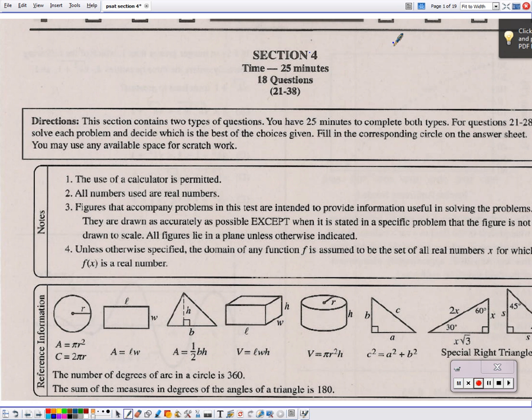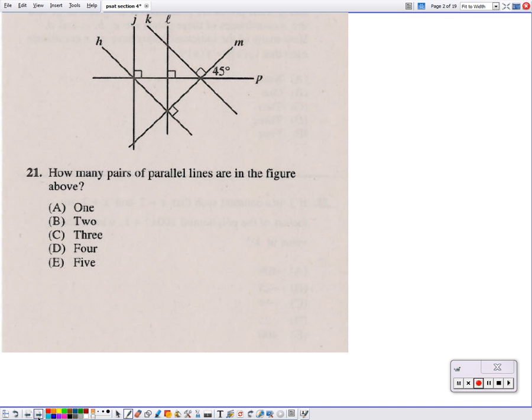Okay, this is a video to walk you through the 18 questions of the PSAT practice test for the 2012-2013 school year. So here we go. The first question, question 21, section 4, asks you how many pairs of parallel lines there are.